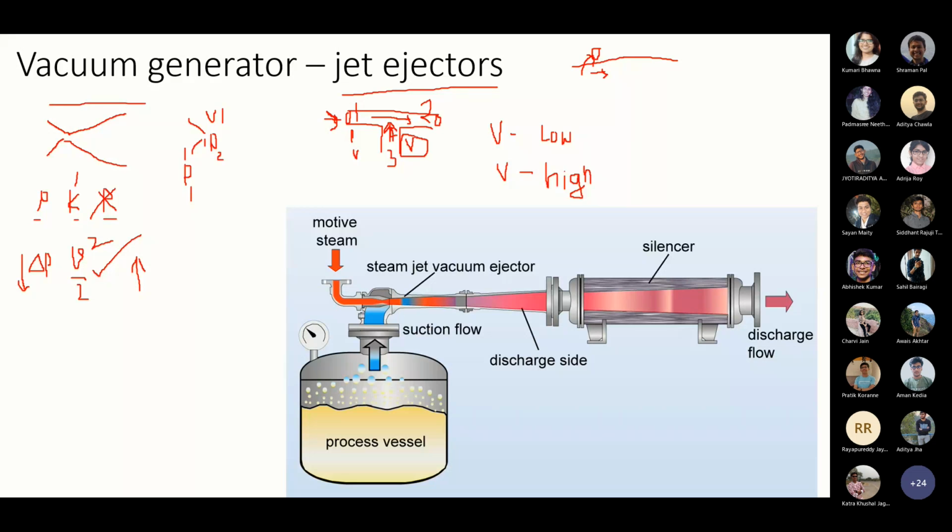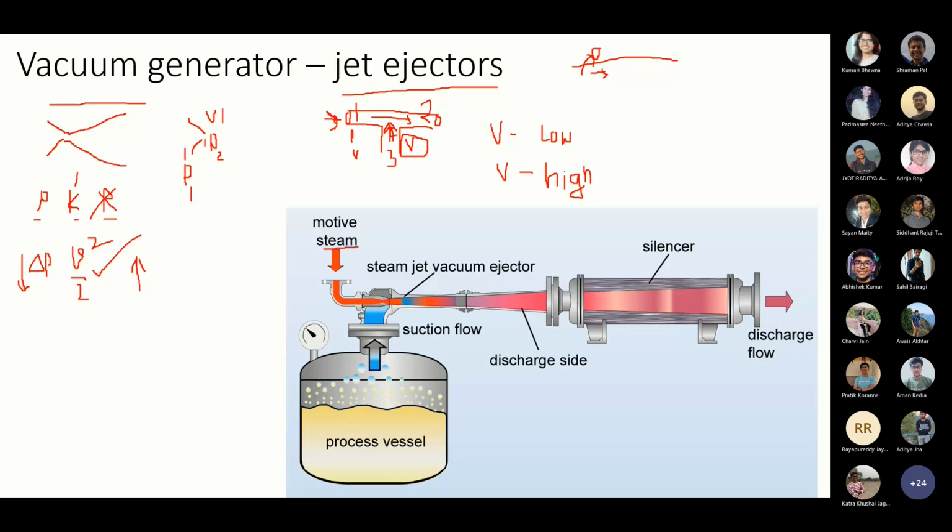The same principle is used in jet ejectors. Here we have to generate a very high vacuum, so we use steam. I think the steam is introduced in this line. Here we have the diverging section where the area is reduced. Due to the reduction of area, the fluid velocity will be very high.